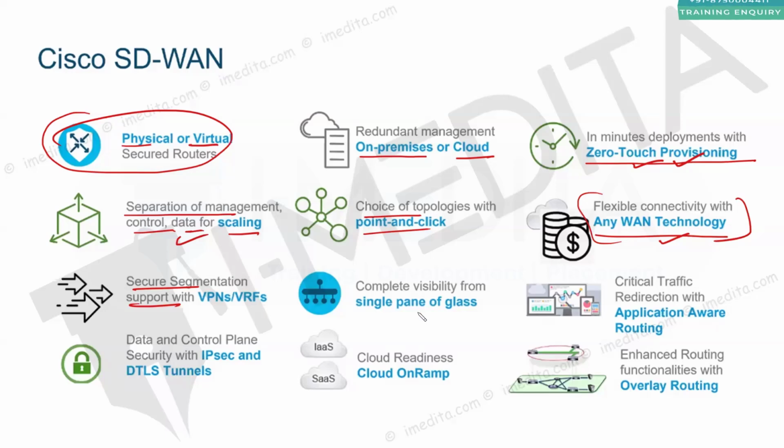Then single pane of glass. As I told you, with vManage you have complete visibility to your entire infra. So vManage is working as a single pane of glass. And then critical traffic redirection with application aware routing. If you have a requirement that for a specific application, let's say for HTTP or HTTPS or FTP or for DNS traffic, you want to redirect your traffic through a specific interface, you can do that. So application aware routing is also supported by the routers in Cisco SD-WAN.